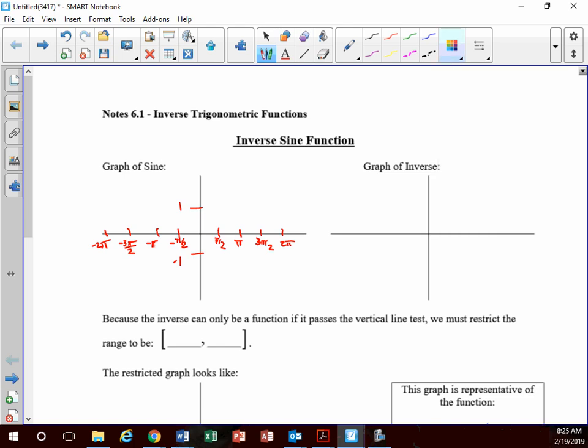Is that the one that starts at 0 or starts at 1? 0, good.